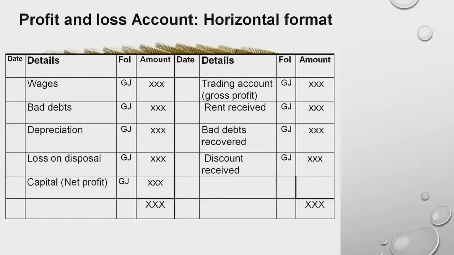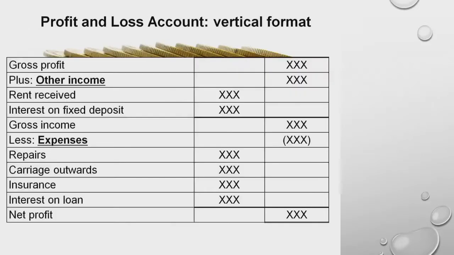So now, wages, bad debts, depreciation, loss on disposal are on the debit side, while rent received, gross profit, bad debts recovered, discount received are on the credit side. Then you see the difference to see if you have made a loss or a profit. This is the vertical format.